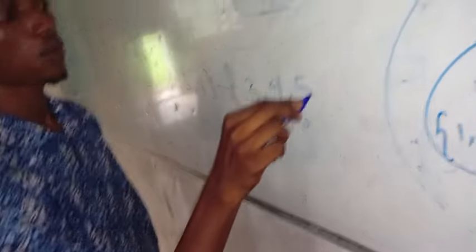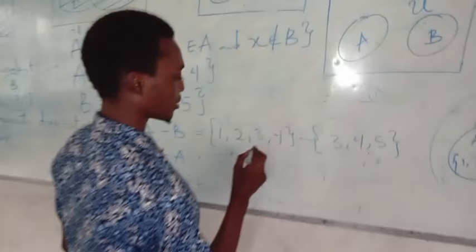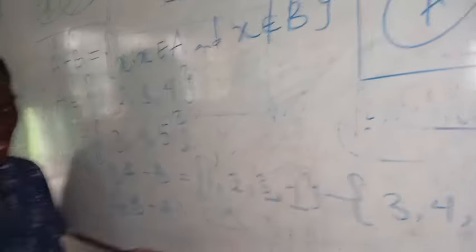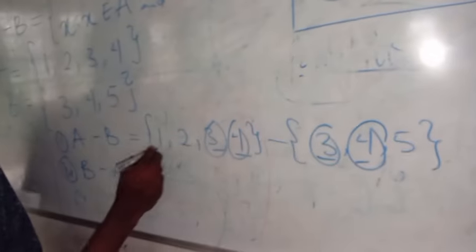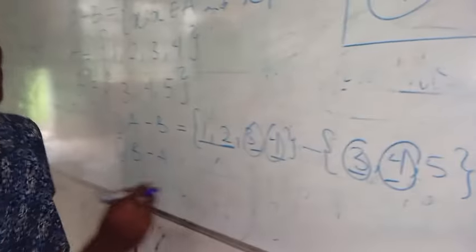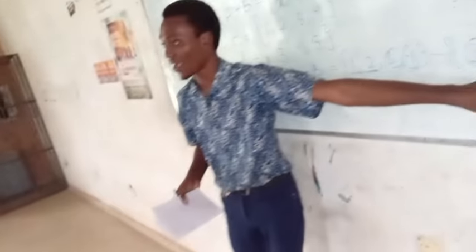3, 4, 5. Can someone remind me the definition for difference of the sets? If you remove what A shares with B. Now, what are the elements A shares with B? 3 and 4. So you circle them. 3 and what? 4. What is left? 1, 2. So that means A minus B. But we should not take this 5. We will not take this 5. A minus B, just like your normal subtraction.